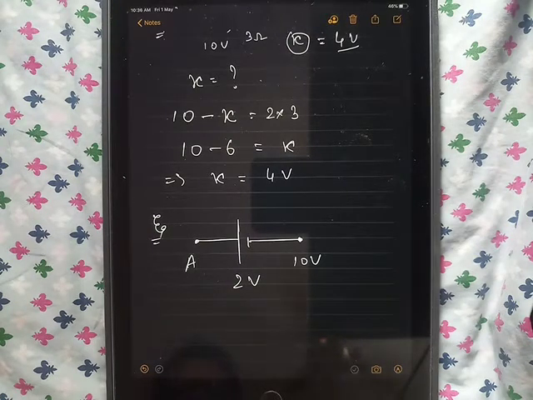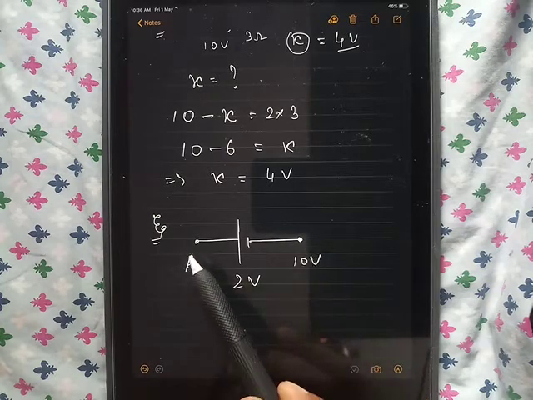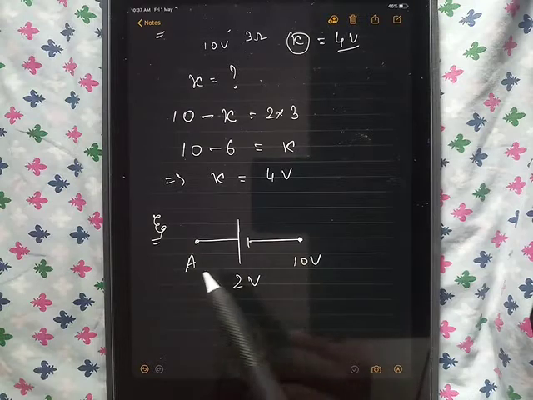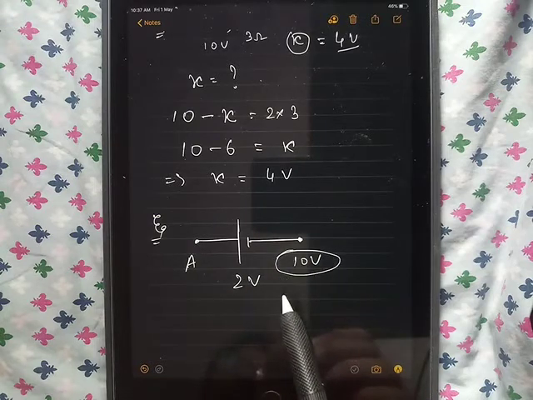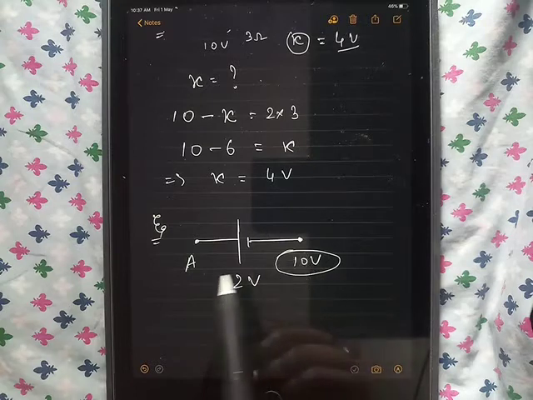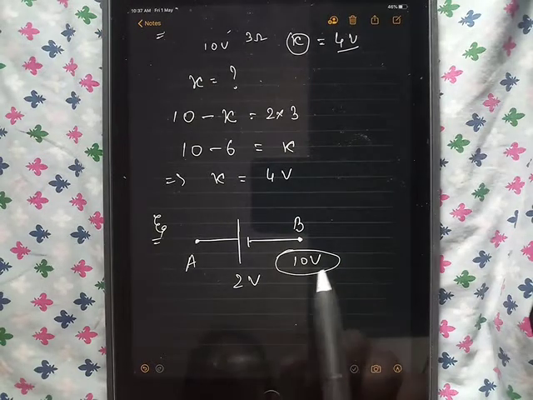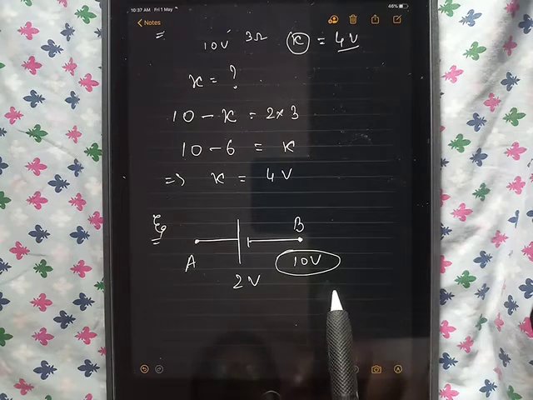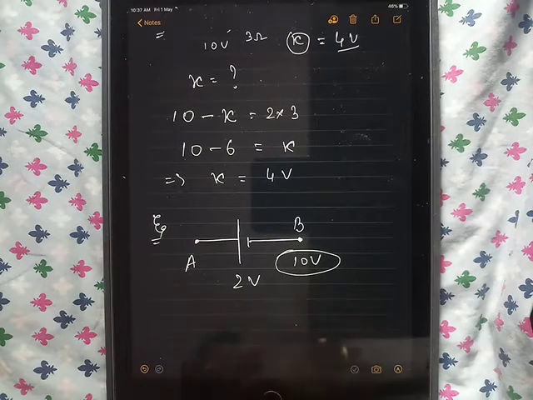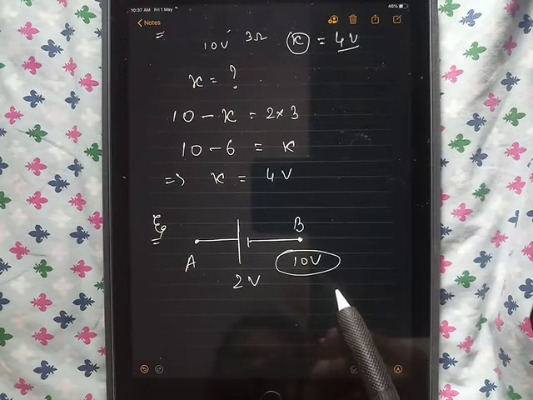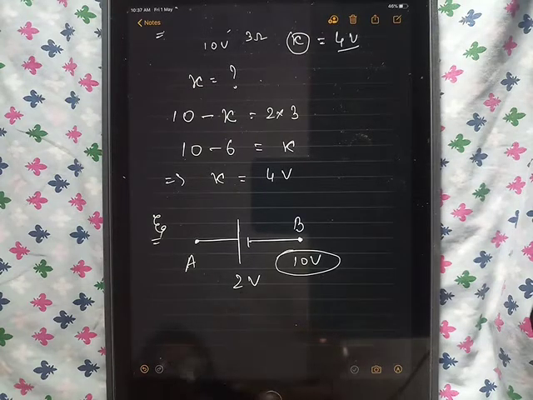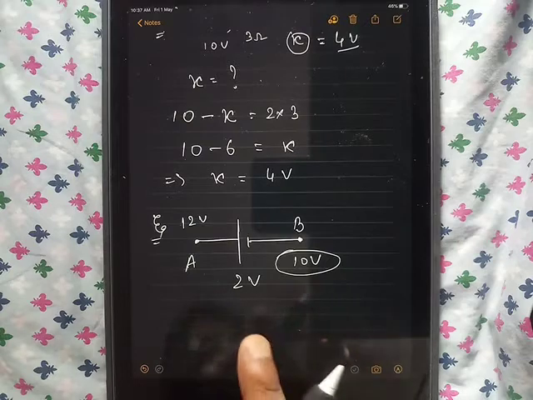Pause your video and answer it. Okay, let us see. This point must be at lower potential and this point must be at higher potential, but whatever the reference potential will be, it will not affect the potential difference between these 2 points, point A and point B. Whatever potential we assume at point B, it cannot affect the potential difference between A and B. If we considered 10 volt at B, then obviously the potential at A will be 12 volt. The potential difference between the two is 12 minus 10 equals 2 volt.